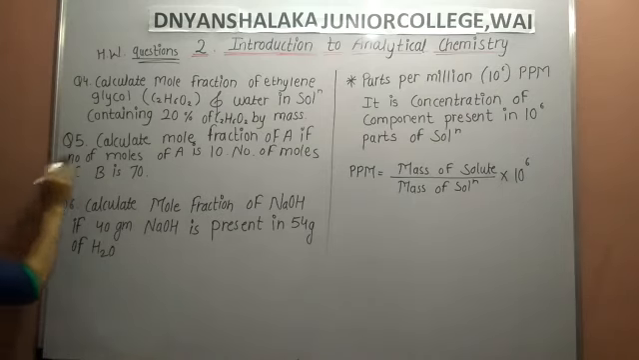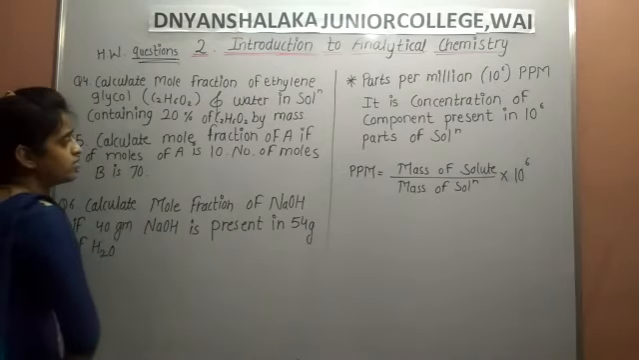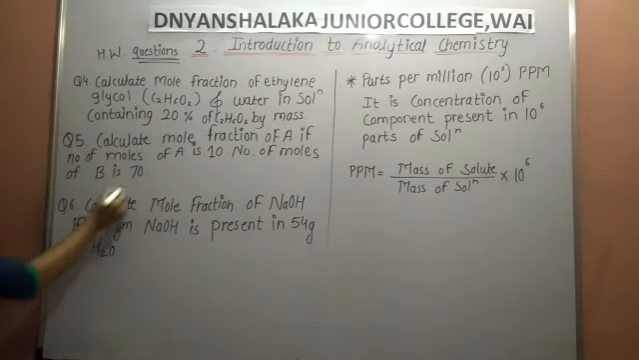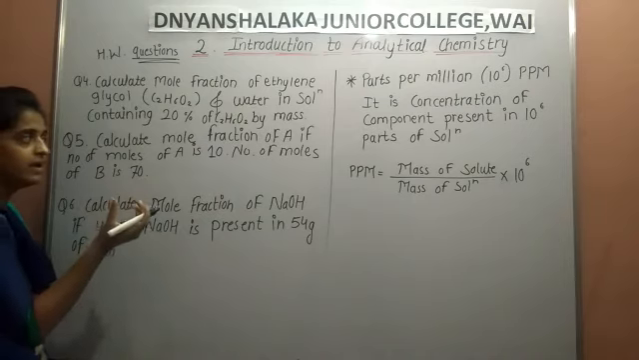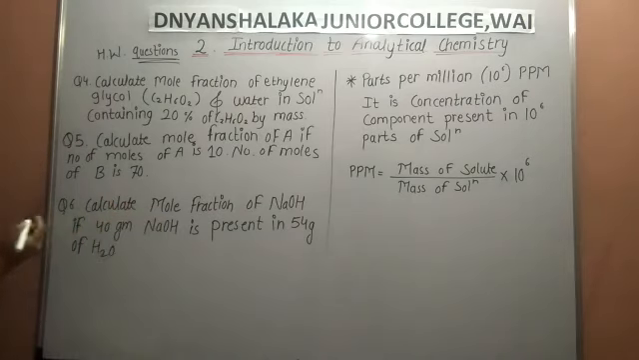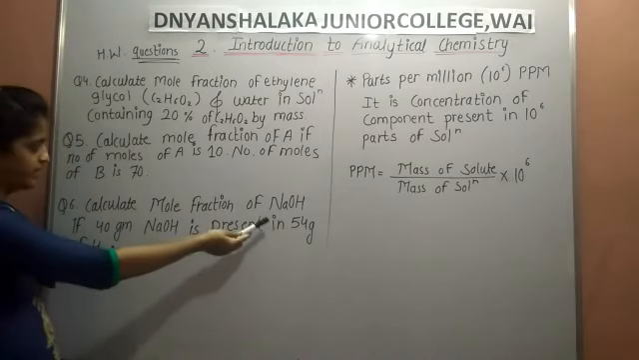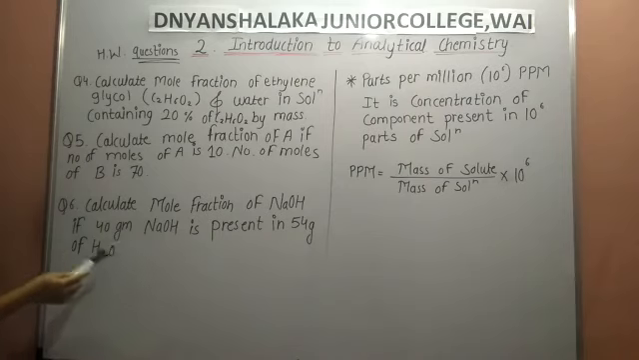And next, question number 5: calculate the mole fraction of A if the number of moles of A is given as 10 and the number of moles of B is given as 70. We have to find out the mole fraction of the A component and the mole fraction of the B component in question number 5. Question number 6: calculate the mole fraction of sodium hydroxide, meaning NaOH, if 40 gram NaOH is present in 50 gram of water.